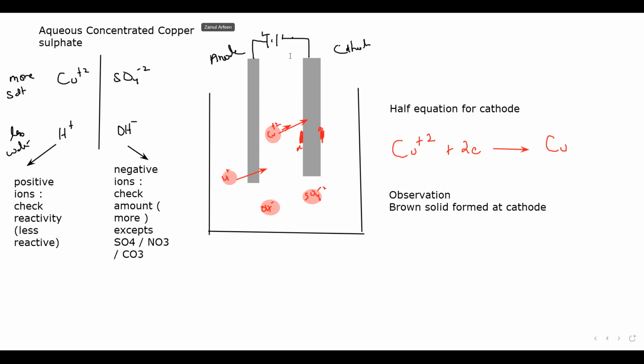And there is also a second observation, because copper ion is blue in color. You have to learn these colors. Copper ion is blue in color and copper, which is solid, is brown in color. So what happened? Because the copper ions are moving, the amount of copper ion in the solution is decreasing. So what is another observation? We'll see the color of the solution turn lighter or paler.